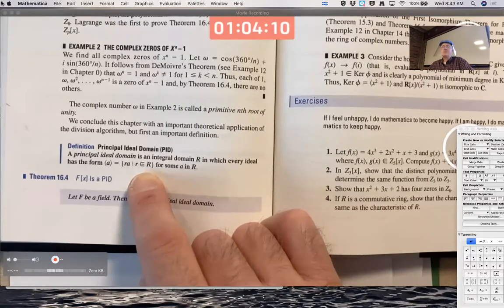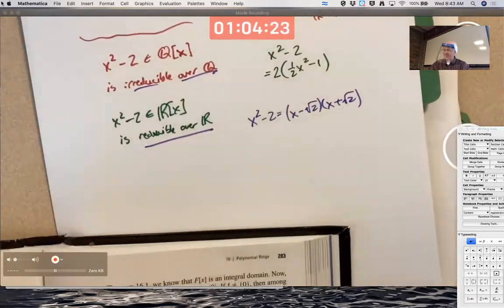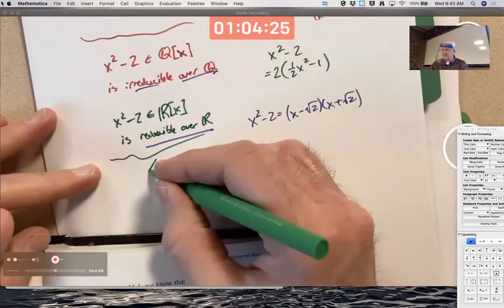As an example of a principal ideal domain, Z is, for example. Every ideal in Z is a principal ideal. It's of that form.